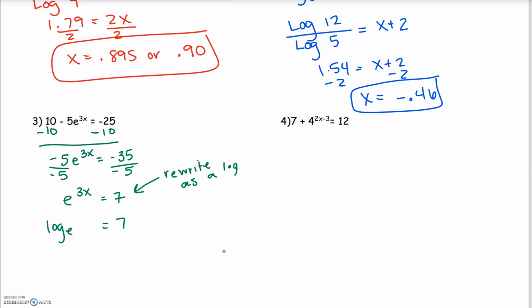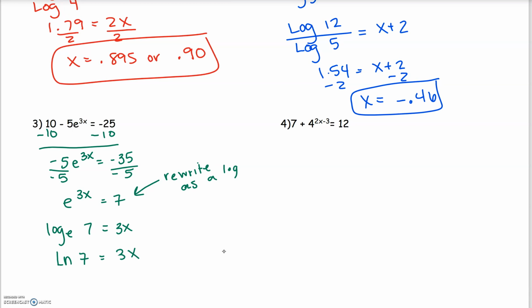Oops, I forgot to flip-flop. So ln 7 equals 3x, and then we plug the natural log of 7 into our calculator and get 1.95, and then lastly divide by 3. So x is going to equal 0.65.